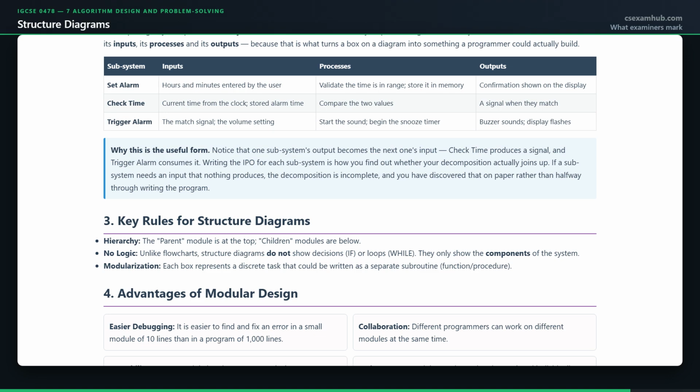Third, describe each subsystem by its inputs, processes, and outputs, because that is the form the mark scheme uses, and it is more than just naming the box. And fourth, when giving advantages of modular design, attach the reason, easier debugging because each module can be tested independently, and parallel working because the interfaces were agreed in advance. The reason is what is being marked, not the term.